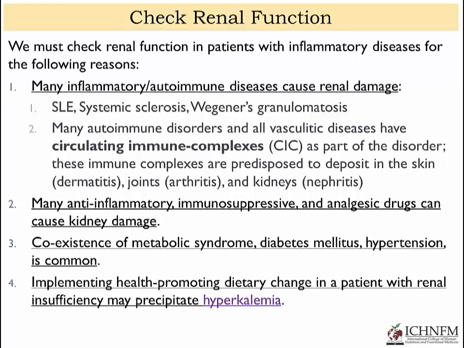Implementing health-promoting dietary change in patients with renal insufficiency may precipitate hyperkalemia, and that's one of the major points that I'd like to emphasize in this brief presentation. A lot of times we use the dietary protocol that we've already reviewed, which is my 5-part protocol, the first part of which, of course, is what we call generally a paleo-Mediterranean diet, which is very rich in fruits, vegetables, nuts, seeds, berries, and lean sources of protein.